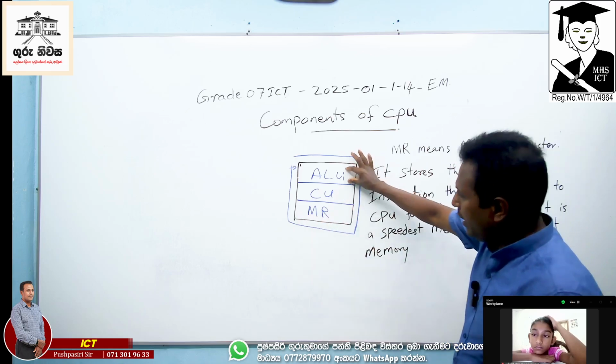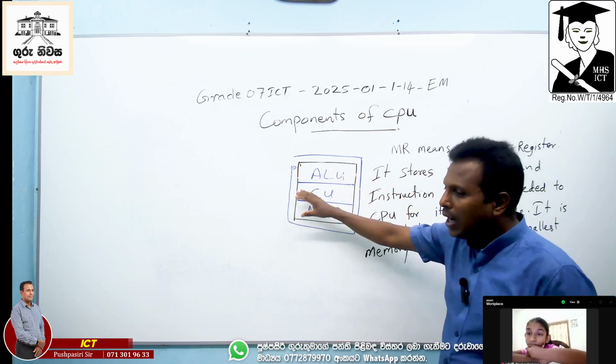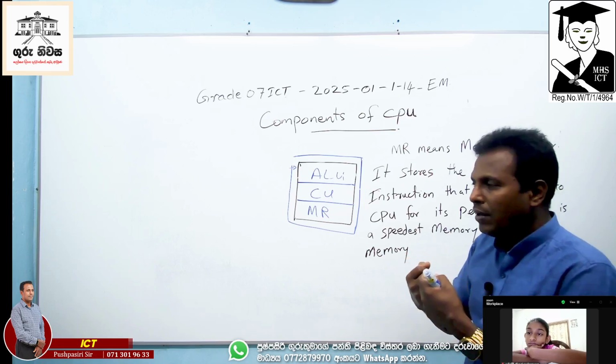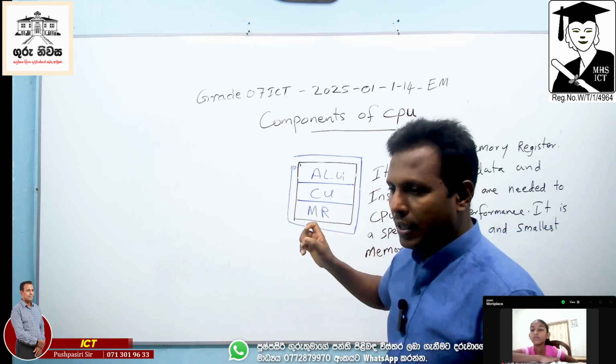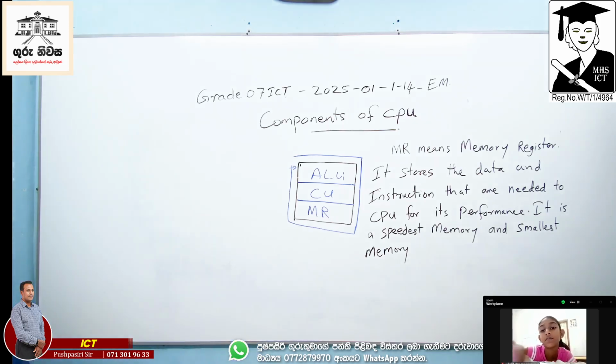So ALU, CU, memory. All these three get together and do a lot of work. So that's why we call this CPU, Central Processing Unit. Understand? Yes, sir. Okay. Right. So just go through again from the beginning what we did now with your book.